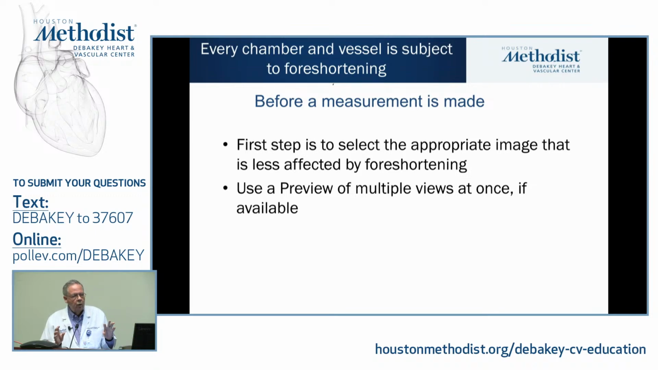For readers, when we're looking at echoes, the very first step for making a measurement of any chamber, but today we're talking about LV, but any chamber, is to select the appropriate image for that measurement to avoid foreshortening. And that's where having a technique that allows you to have multiple views at once is very helpful. You should not start measuring the first view. You should quickly scan all the views because you want to find that view that is less affected by foreshortening. And that is regardless of whether you're doing LV, RV, LA, or RA.